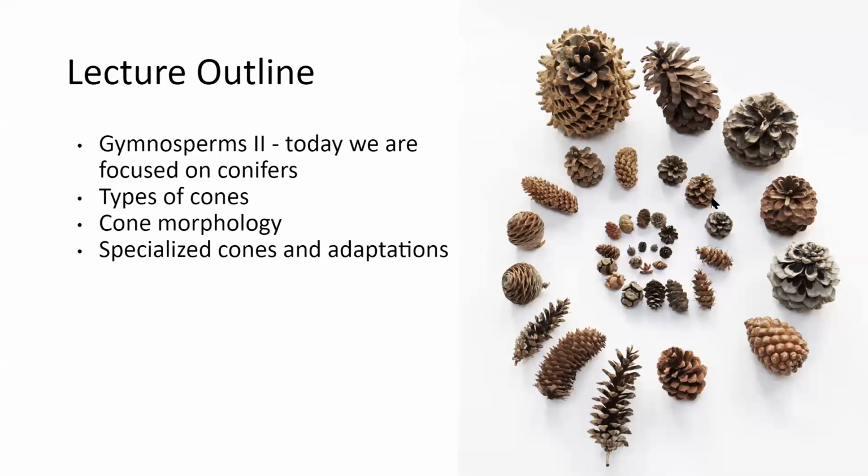So, a quick lecture outline. This is our second lecture on gymnosperms. We've talked about foliage differences. Today we'll focus on the reproductive cones. We'll start by talking about types of cones and then the different parts, or cone morphology. And then we'll talk about some special adaptations that some cones have.